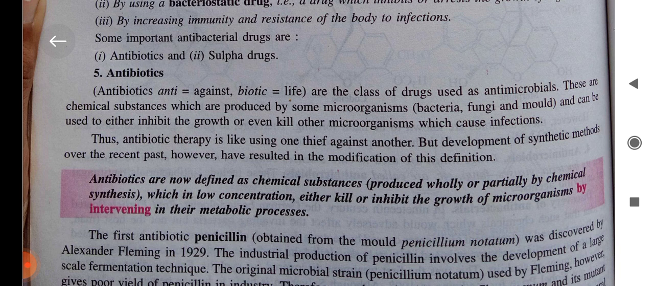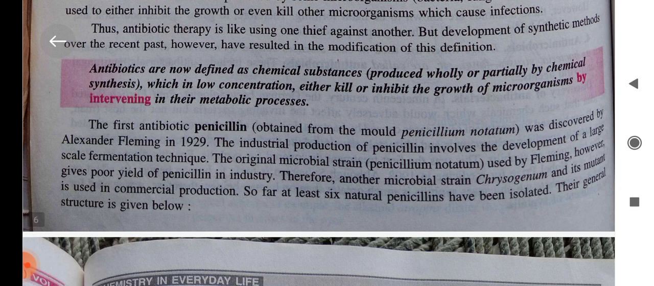Thus, antibiotic therapy is like using one thief against another. But the development of synthetic methods over the recent past has resulted in the modification of this definition. Antibiotics are now classified as chemical substances which in low concentration either kill or inhibit the growth of microorganisms by intervening in their metabolic processes. The first antibiotic, penicillin, obtained from the mold Penicillium notatum, was discovered by Alexander Fleming in 1929. The industrial production of penicillin involves the development of a large-scale fermentation technique. The original microbial strain used by Fleming, however, gives poor yield of penicillin in industry.